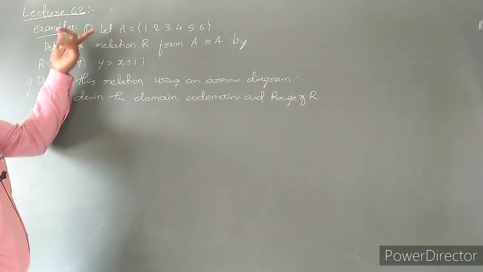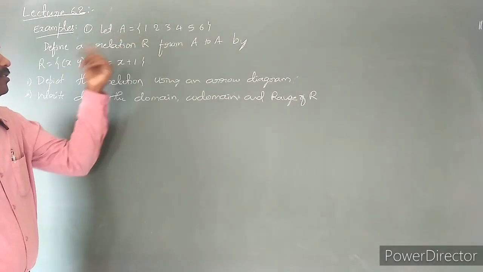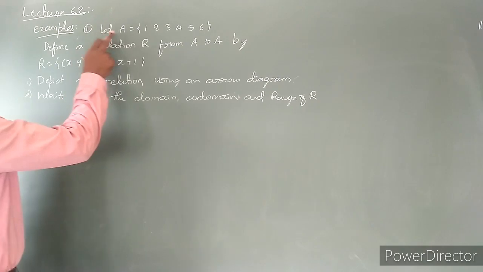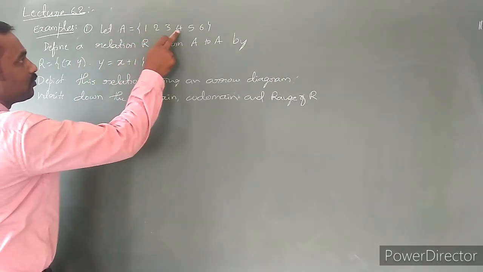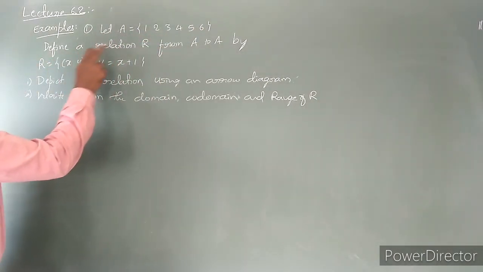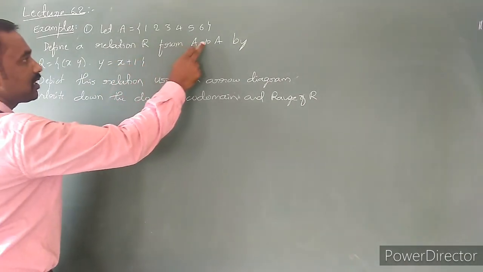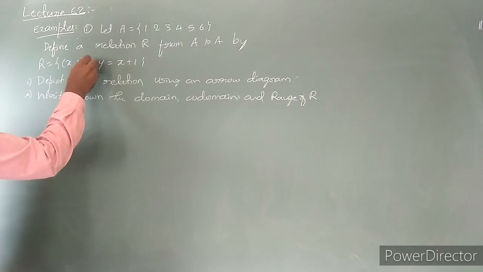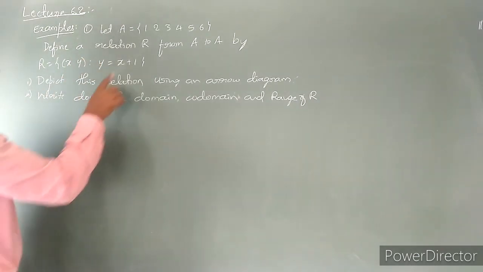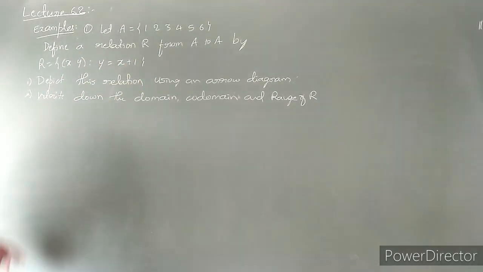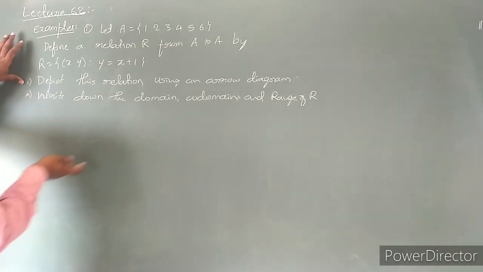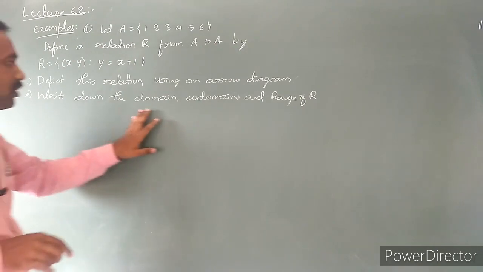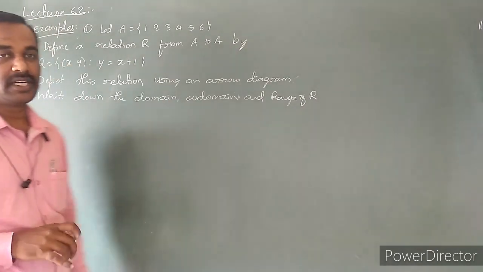First example, based on the definition of the relation and domain, codomain and the range of the relation. Let A is equal to 1, 2, 3, 4, 5, 6. Define a relation R from set A to set A by R is equal to (x, y) such that y is equal to x plus 1. First case, depict this relation using an arrow diagram. Second case, write out the domain, codomain and range of the relation.